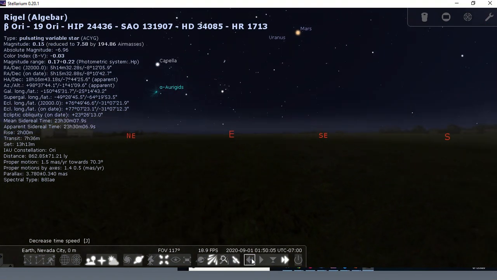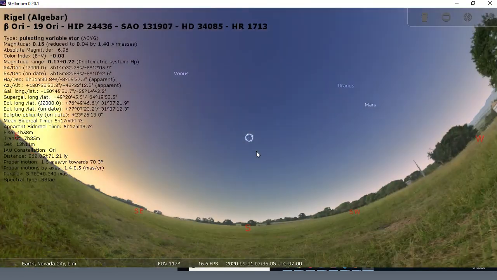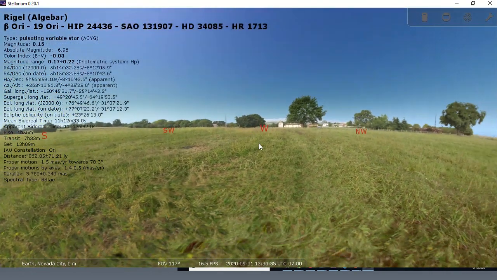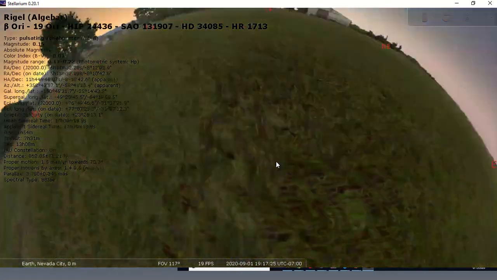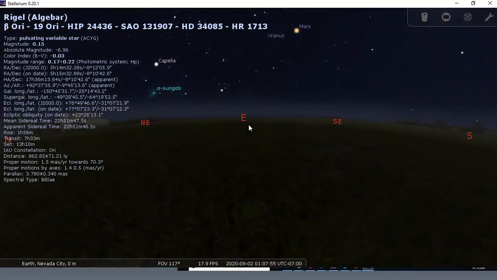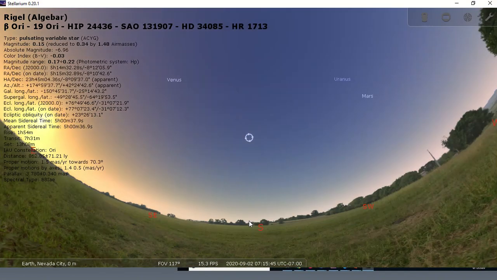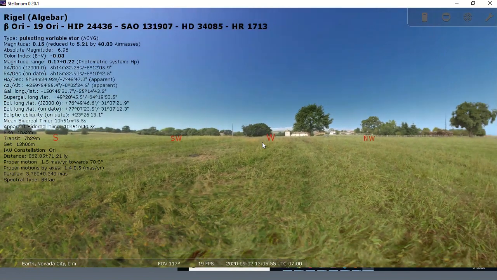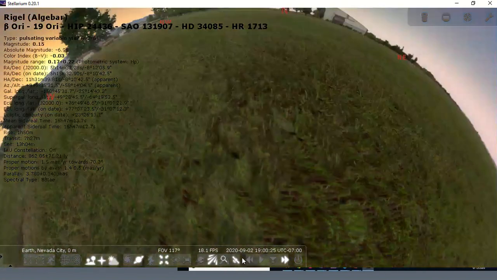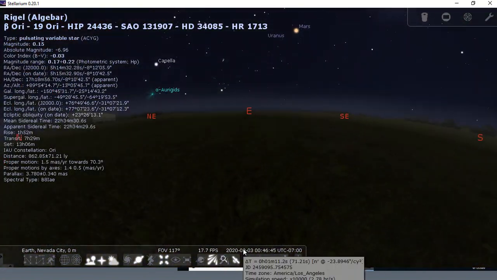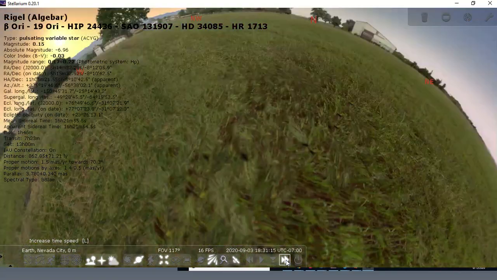Here we can see them early in the morning. We can start to see them early in the morning. Not at night, but there they are, early in the morning. You have to get up very, very early to see them, right before the sun rises. When we get into September, let's go forward.